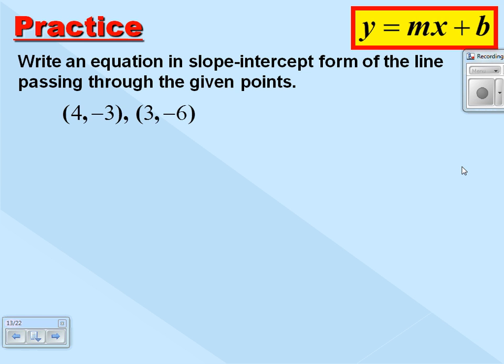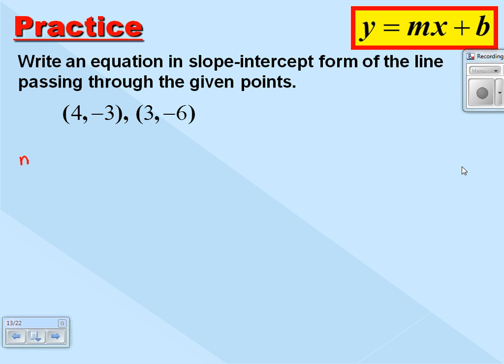Here it says: write an equation in slope-intercept form of the line passing through the given points. Let's see if you remember how to do this from last year. You have 2 points, (4, -3) and (3, -6). How do you change this so it looks like y equals mx plus b? If you don't remember this from last year, the first thing you should do is find the slope. That's the number one thing you should always try to do. So let's do that right now.